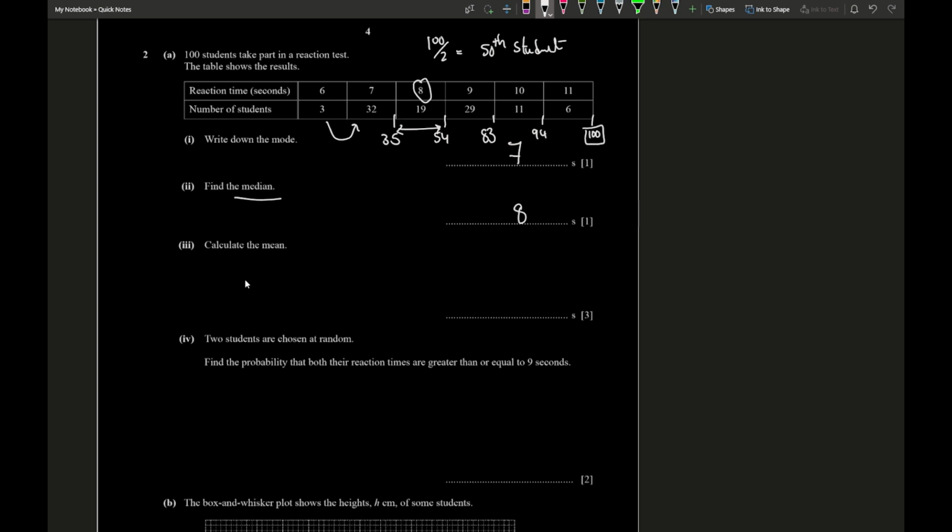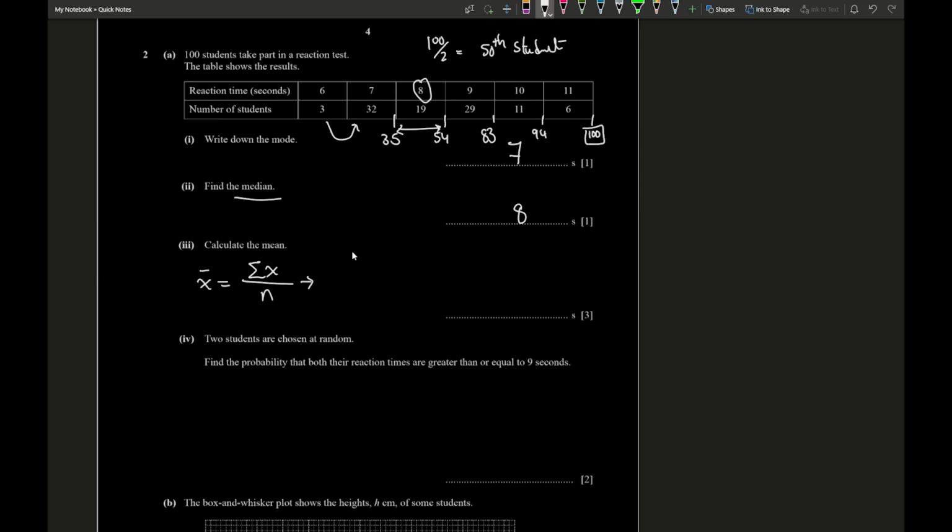The answer is 8. For part iii, calculate the mean. The mean is the average of the numbers in the list, and it can be calculated using this: x̄ is equal to the sum of the values we have divided by the number of values we have, n.